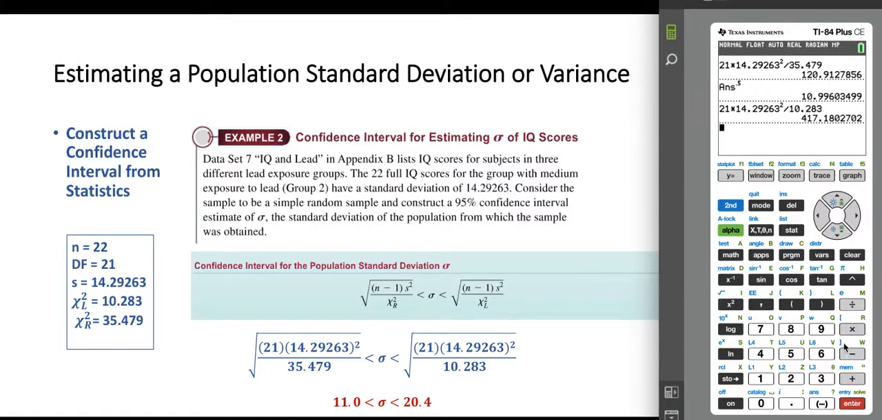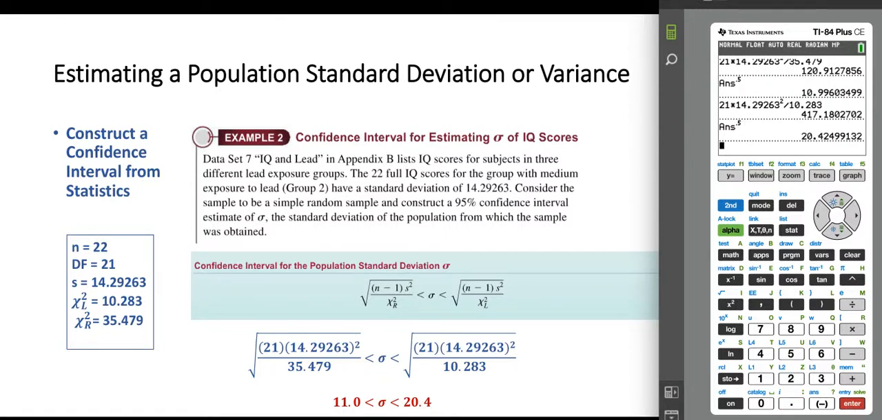Press enter. Remember, I don't want this answer. You have to remember to take the square root. Don't forget that. And then we'll take the square root of this answer. And that's where 20.4 comes from.